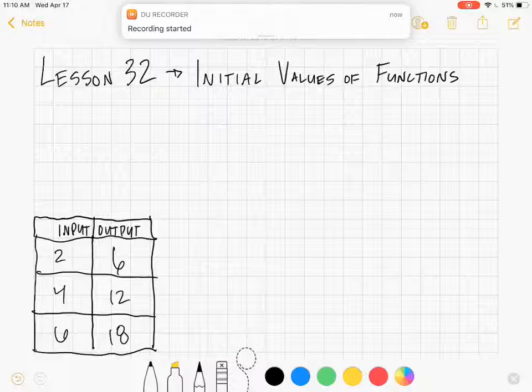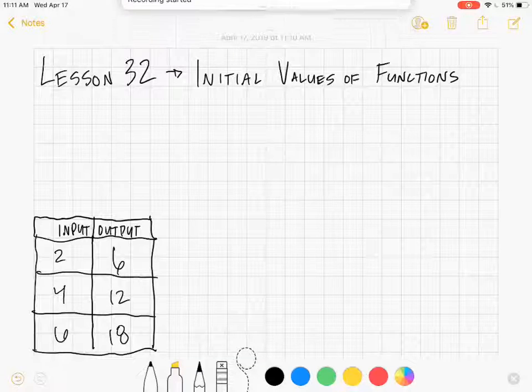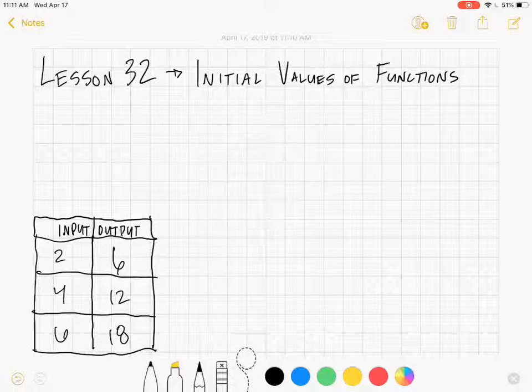All right, class, today I'm going to go over lesson 32, which is the initial values of linear functions. Our goal is going to be to use a function table to find the linear equation that would go with that, and specifically the initial value. When a linear function crosses the y-axis, that's considered the initial value.